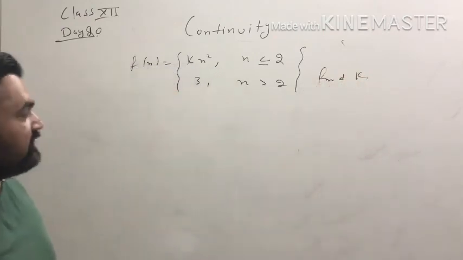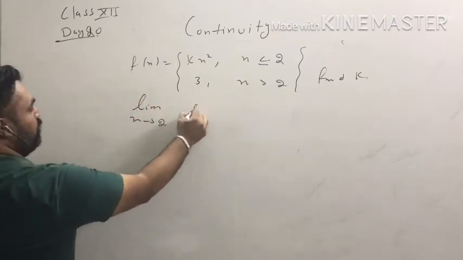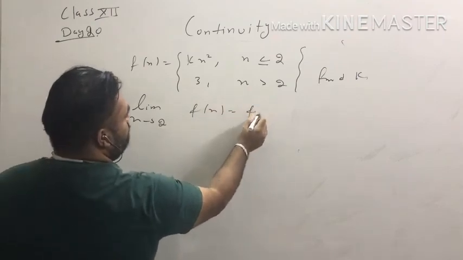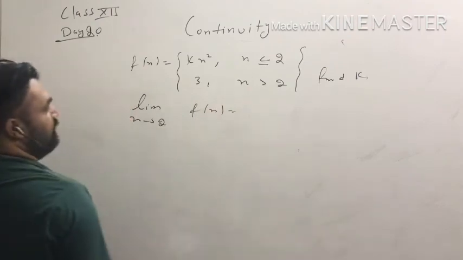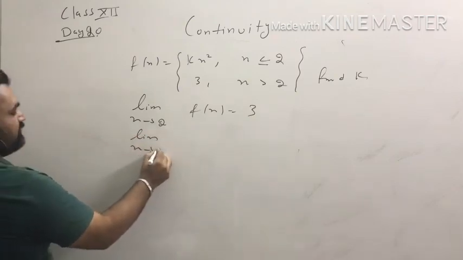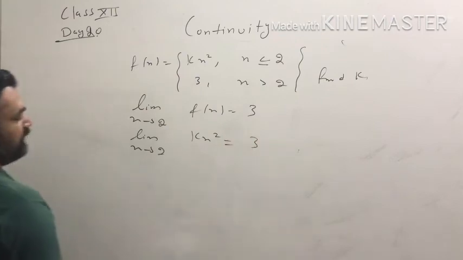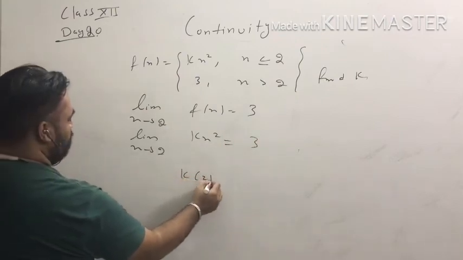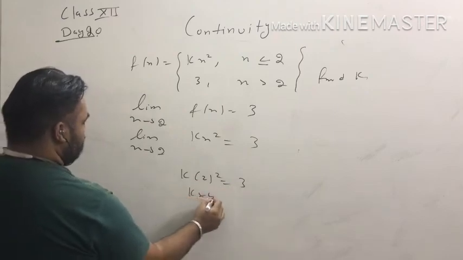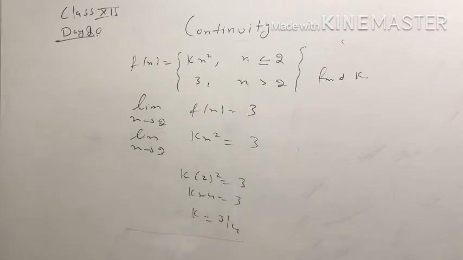Remember, continuity is given at point 2. So limit x to 2 f(x) equals 3. Now limit x tends to 2, what is the value of f(x)? kx² equals 3. What is the value of x? It is 2. So k into 4 equals 3. The value of k is 3 by 4.